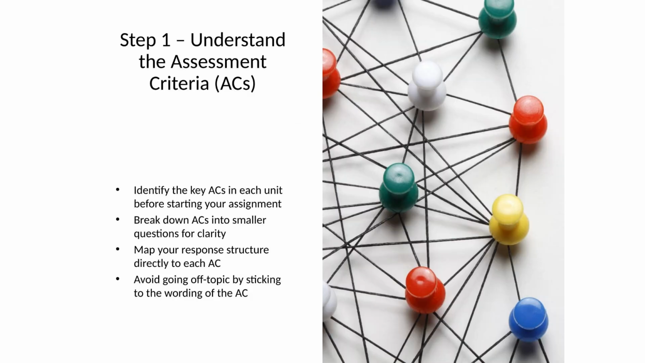The first and most critical step to passing your CIPD Level 3 assignments is understanding what you're being asked to do. This means knowing your assessment criteria, ACs, inside and out. Each unit is broken down into several ACs, and each one must be directly addressed in your response. Begin by reading each AC carefully and break it into smaller, answerable questions. For instance, if the AC says, "Describe 2 external factors affecting an organization," list them out and explain each one clearly. Your answer should match the language of the AC.